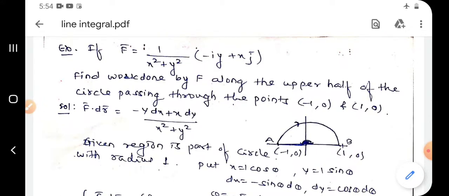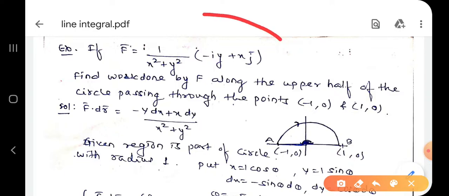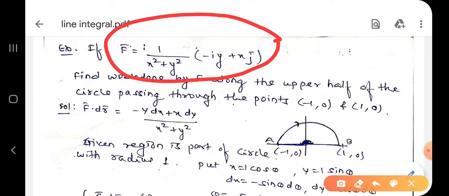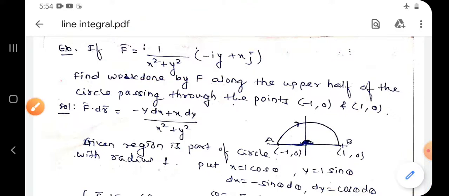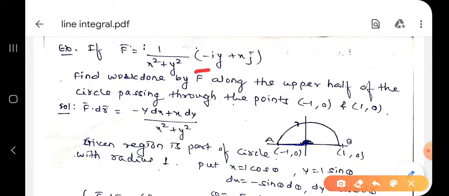If f bar is equal to 1 upon x square plus y square times (minus iy plus xj bar), find the work done by f, means force f bar, along the upper half of the circle passing through the points minus 1, 0 and 1, 0. This is important: minus 1, 0 and 1, 0.